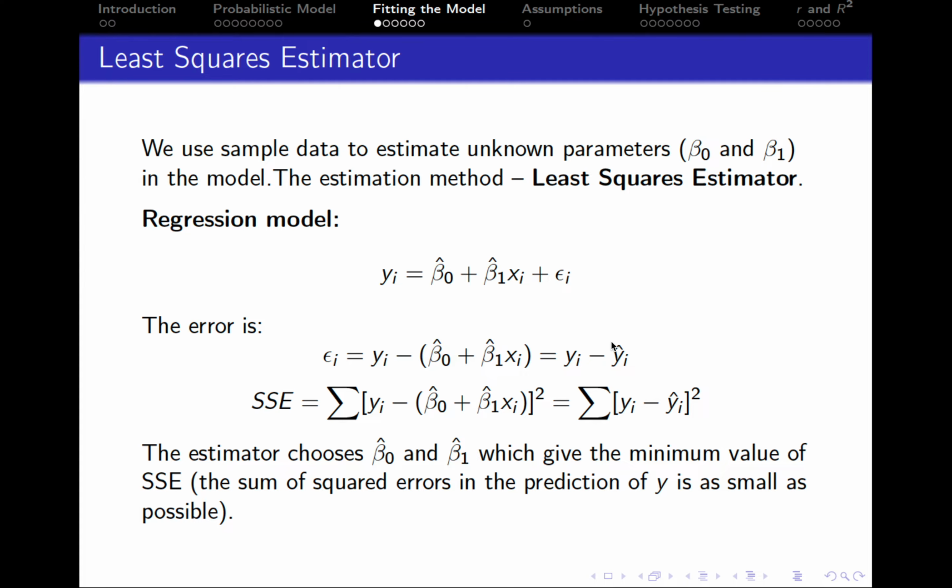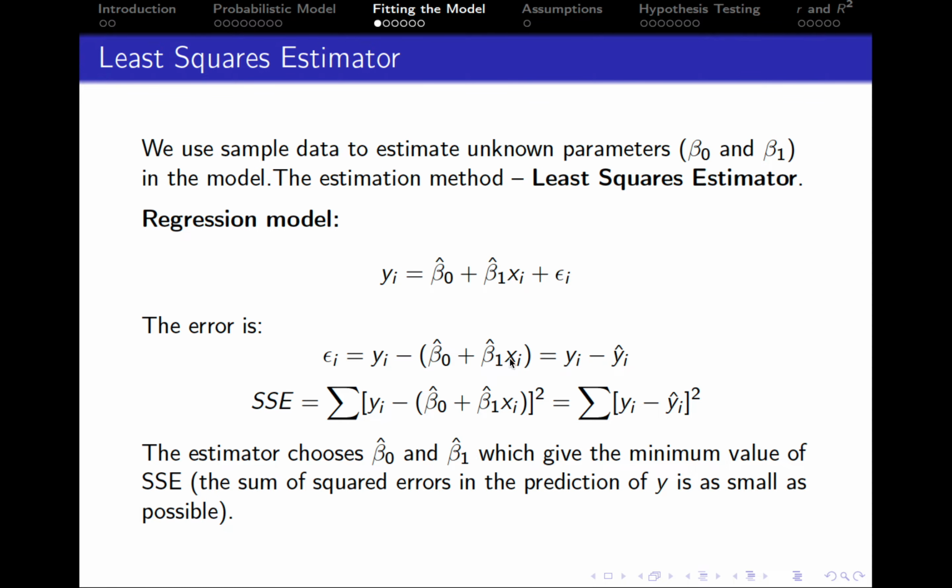And after this, we can obtain the so-called sum of squared errors. To do that, we just sum the squared difference between the actual value of y and its predicted value. And this least squares estimator works in such a way as to choose beta 0 and beta 1 so that the sum of squared errors is as small as possible.